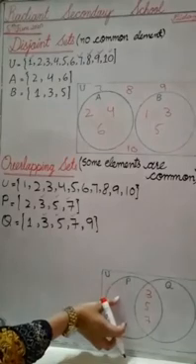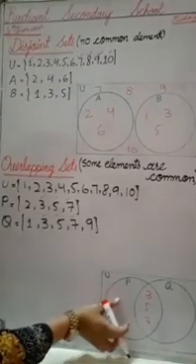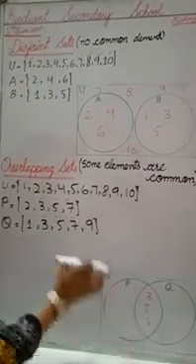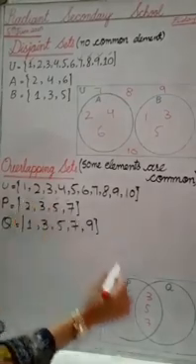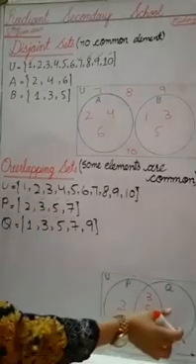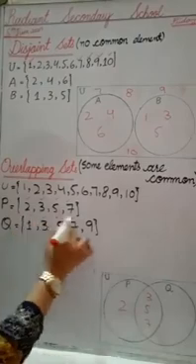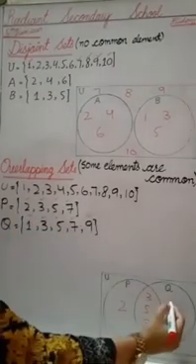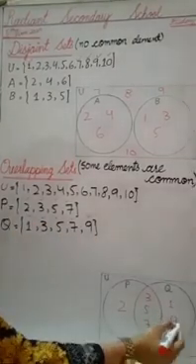Now in this portion, we will write those elements of set P that are left. Like this 2 is left here, we will write 2 here. Now in this portion, 1 and 9 are left, so we will write 1 and 9 here.